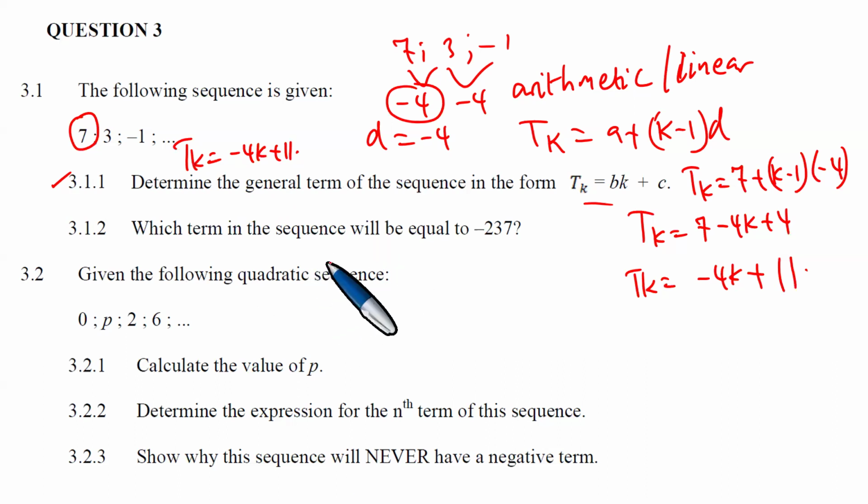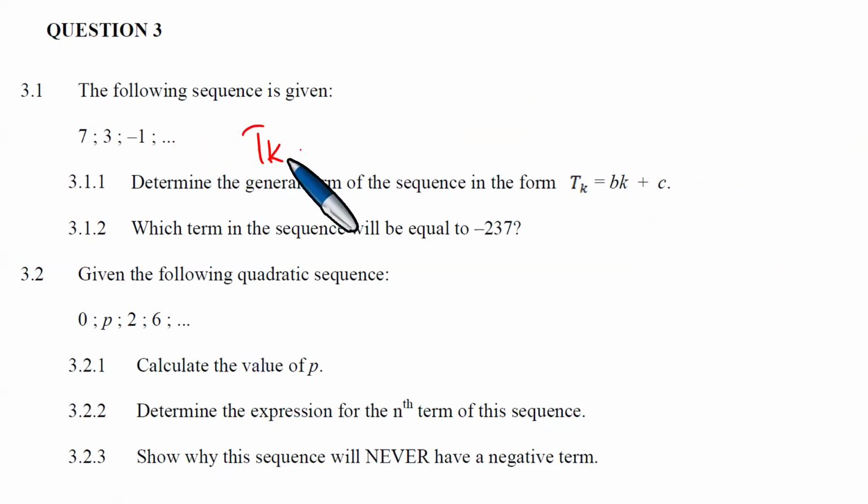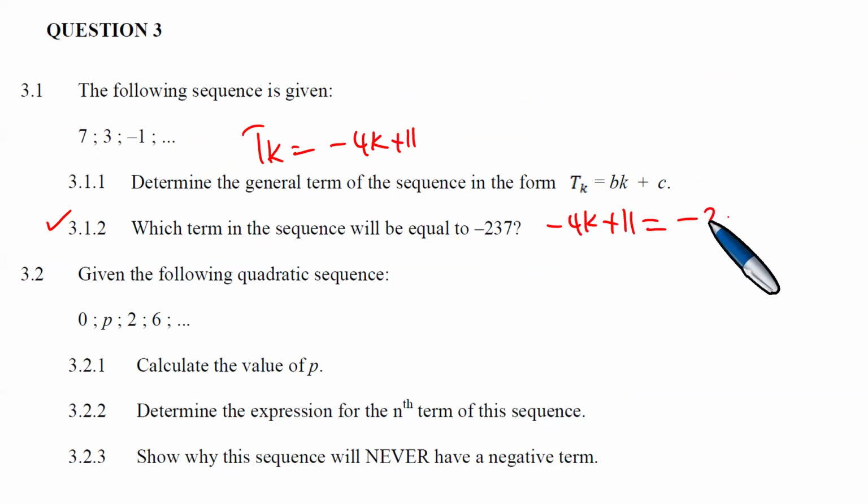Which term in the sequence will be equal to minus 237? What do we do here, and what is the first step? We substitute minus 237 into the tk place. Good, right. So we know that our tk is actually minus 4k plus 11. And if they ask which term in the sequence will equal that, then we say minus 4k plus 11 equals minus 237, which means minus 4k equals minus 237 minus 11.